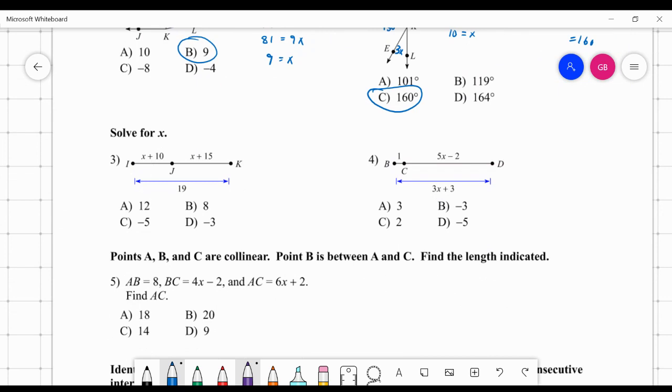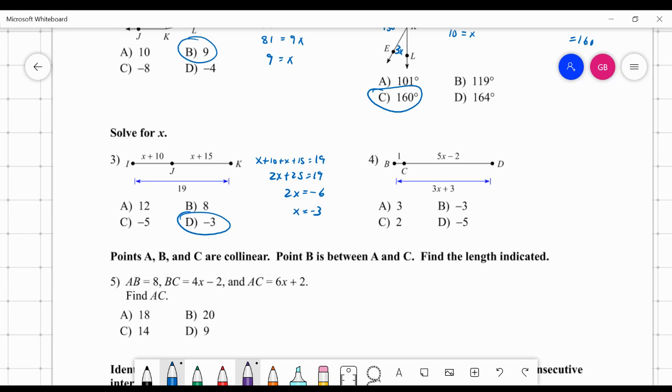Number 3, we're solving for x. So here we could use the segment addition postulate. So the two smaller segments is equal to the big segment. So x plus 10 plus x plus 15 is equal to 19. So 2x plus 25 is equal to 19. If I subtract 25 from both sides, you get -6. And divide by 2, you get -3.